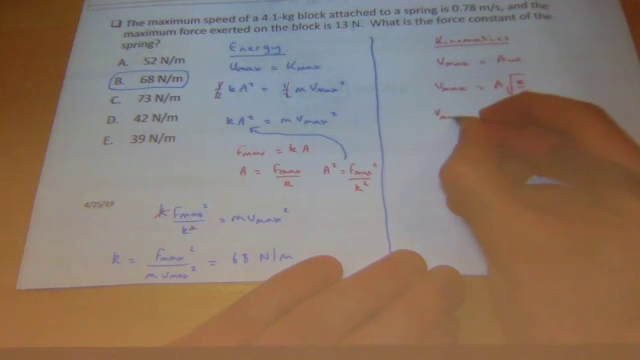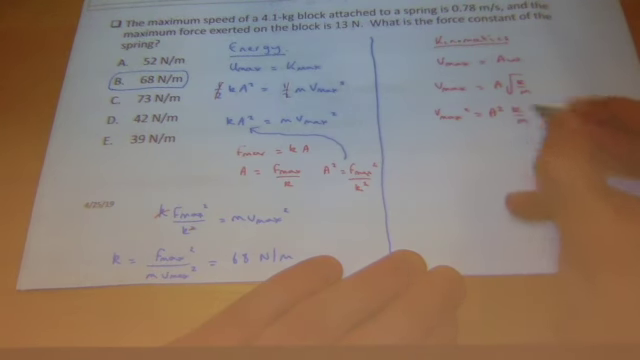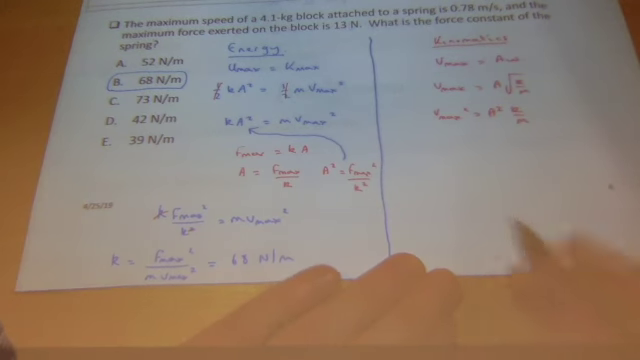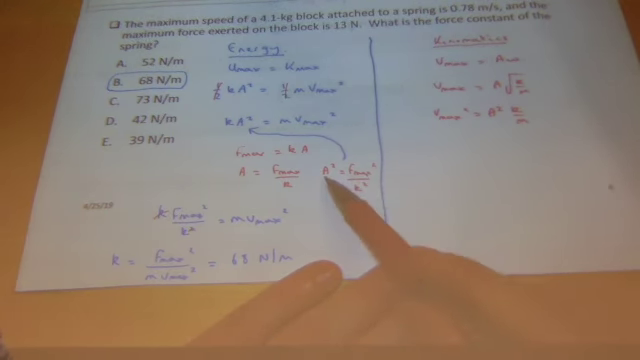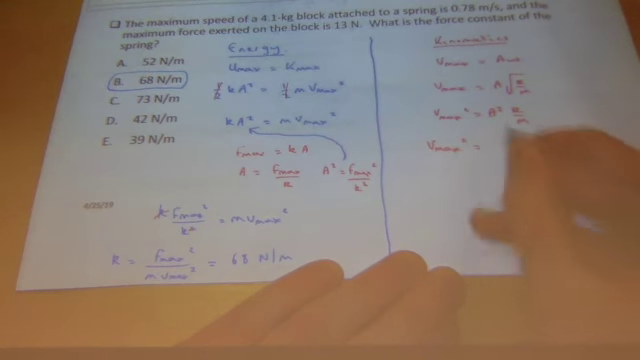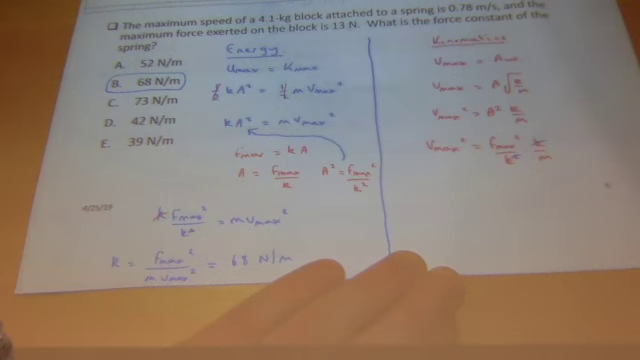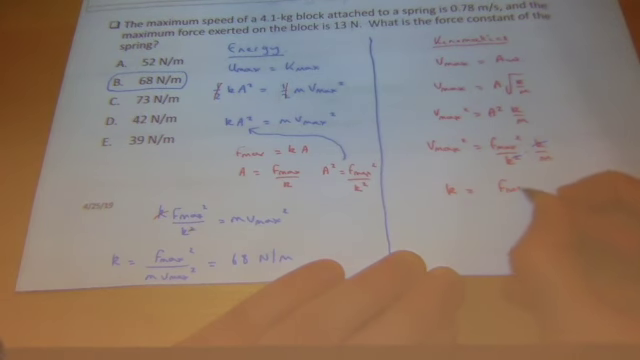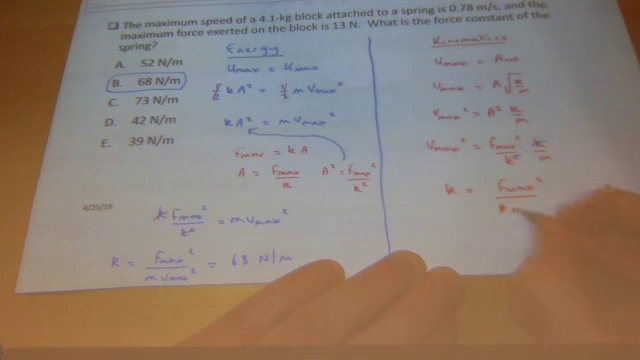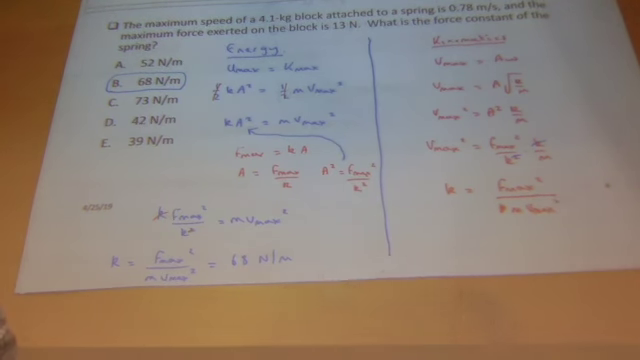So I can then say that Vmax squared is A squared K over m by squaring all the terms in that expression. I've defined A squared over here as Fmax squared over K squared. So if I replace that A squared with Fmax squared over K squared times K over m, again I can cancel that square with that K up there. So that will leave me with K equal to Fmax squared over m Vmax squared. And that's the exact same term I have down over here. Of course, both will give you the same answer.